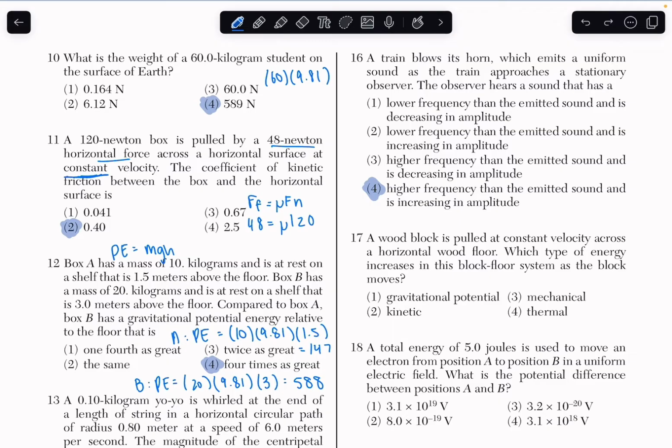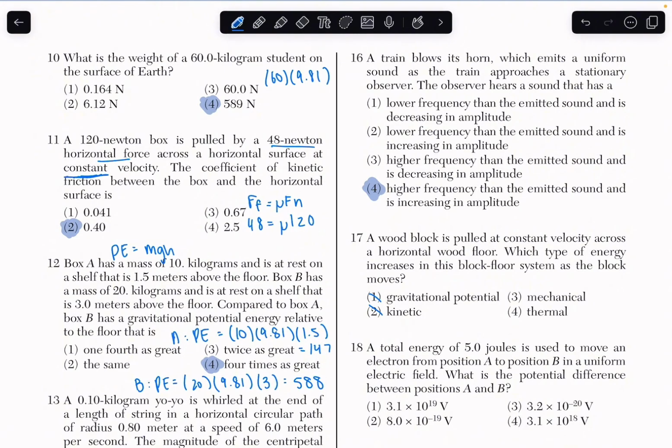17. A wood block is pulled at constant velocity across a horizontal wood floor. Which type of energy increases in this block floor system as the block moves? So let's look at these options. We know it can't be 1 or 2 because the block is moving at constant velocity and it's at a constant height. So there's no change in potential or kinetic energy because potential and kinetic energy require height and velocity in their equations. If there's no change in those two components, then there's no change in the actual value.